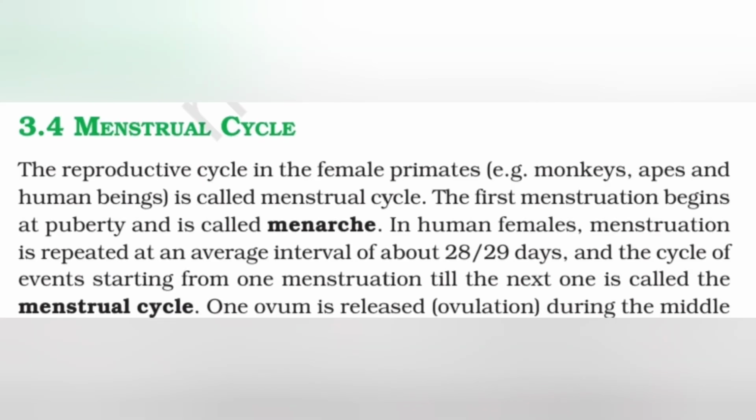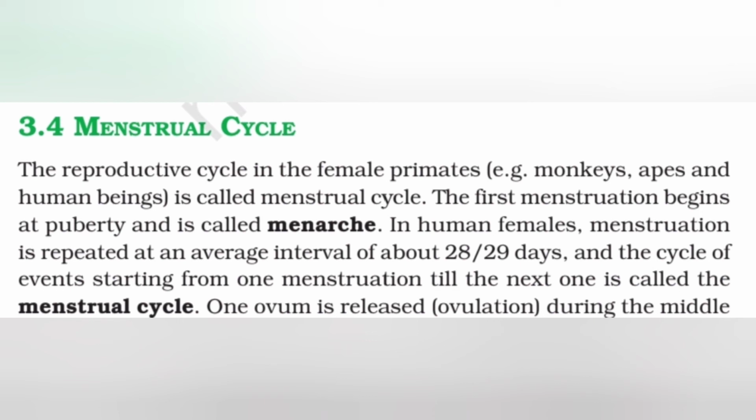Next is the menstrual cycle. We have already read that all the primates undergo cyclical changes, and we humans belong to the class where the menstrual cycle is observed in the female as the cyclical changes in the placental mammals. The reproductive cycle of female primates like monkey, ape and human being is the menstrual cycle. The first menstruation begins at puberty and it is known as menarche. So the start or beginning of the menstrual cycle is marked as menarche.